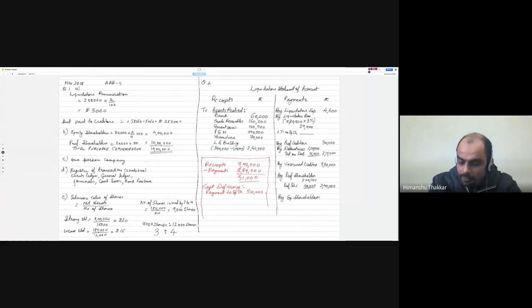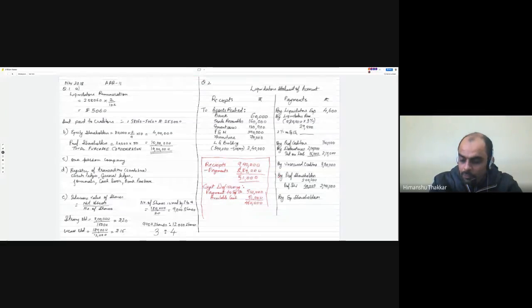Out of which you have available cash 51,000. Right? So capital deficiency will be 4 lakh 60,000.